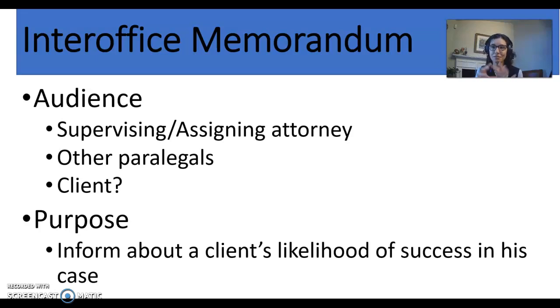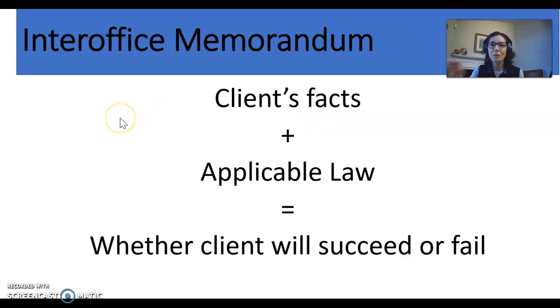So here are the pieces of the puzzle that we're going to put together. First, we need two important pieces before we can produce the interoffice memo and an answer for our client. Do we think they will succeed or fail on a case or claim or defense? Number one, we need to know what happened to the client. We need to know the client's story. And again, this could be the plaintiff or the defendant. But what do we need to know? We need some factual detail about what happened to the client.